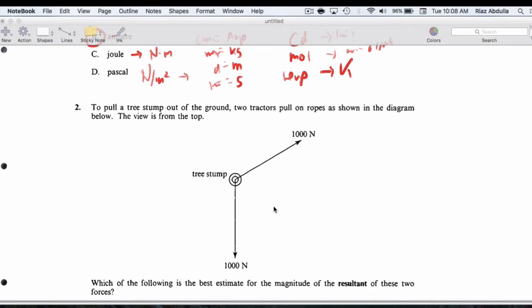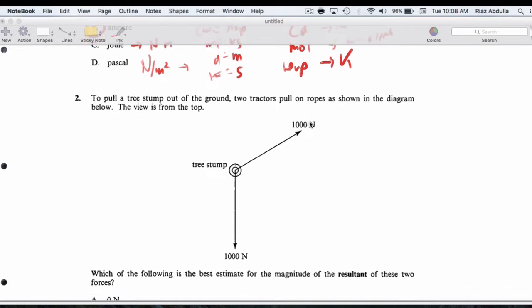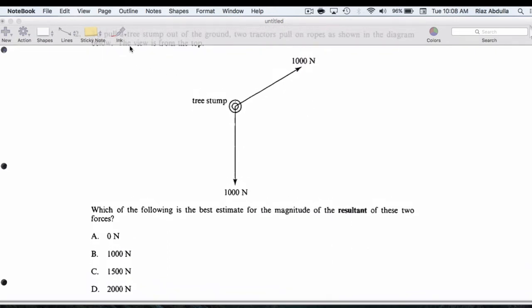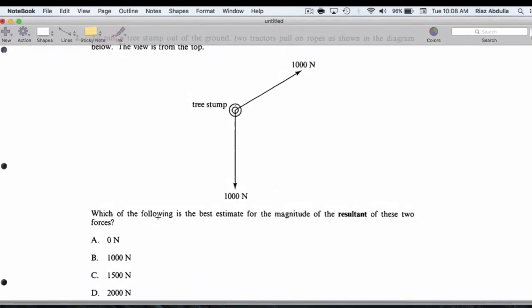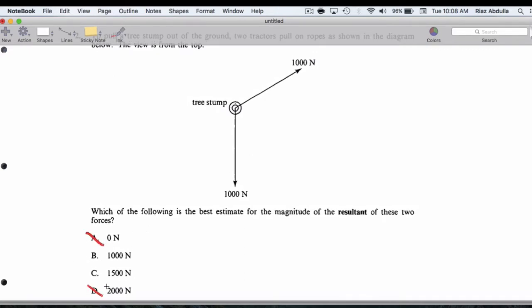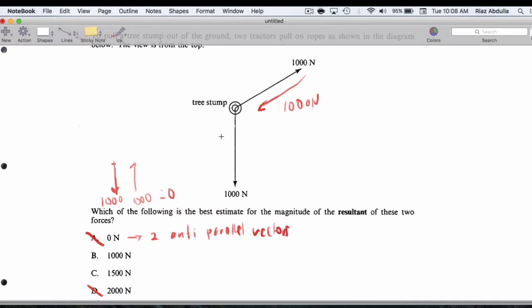Now for number 2, we want an estimate of the magnitude of these forces. So let's just think about some magnitudes here that actually won't work. First of all, 0 newtons and 1,000 newtons and 2,000 newtons are not going to work. Here's why. If this were 1,000 newtons and this were 1,000 newtons, sure, this would give us 0. And same with this. If we had a vector going this way and it was 1,000, that would work. So basically, you're only going to get 0 if you have 2 anti-parallel vectors. Now for the 2,000 newtons, you need them to be completely parallel vectors.